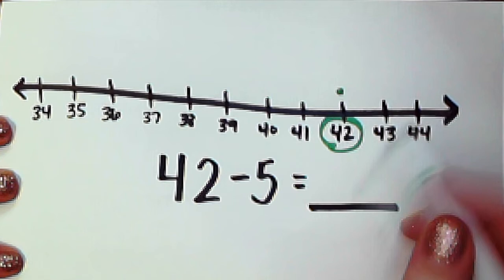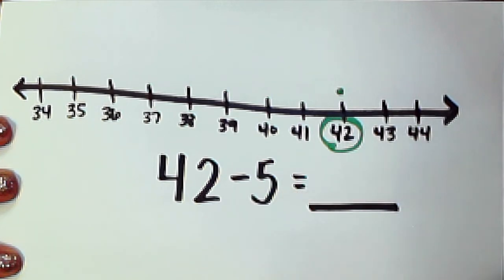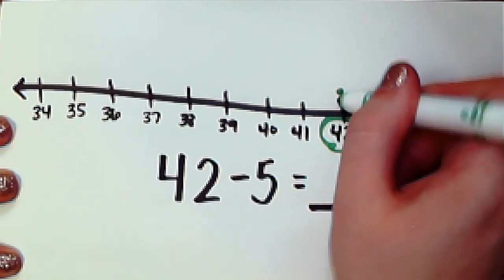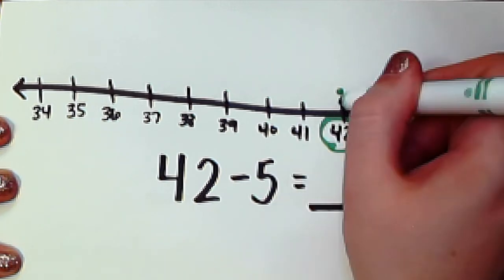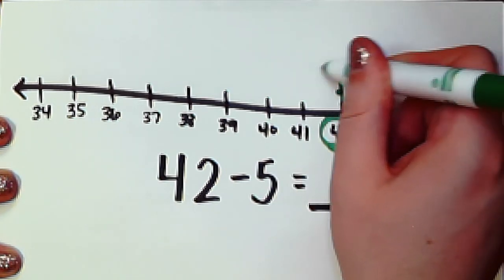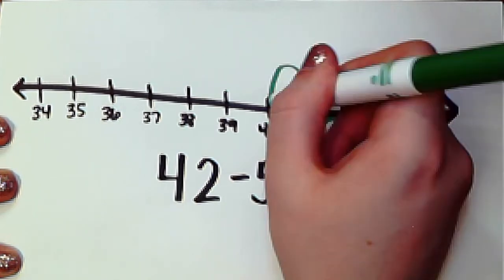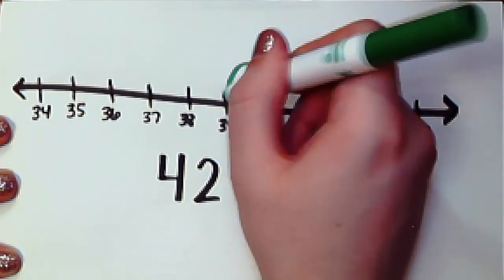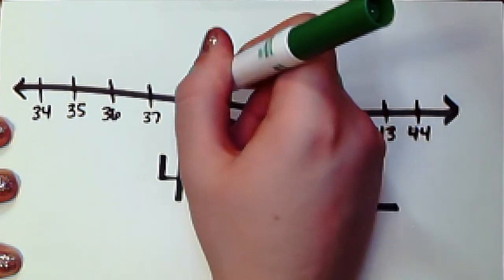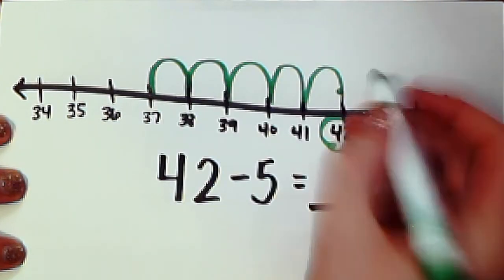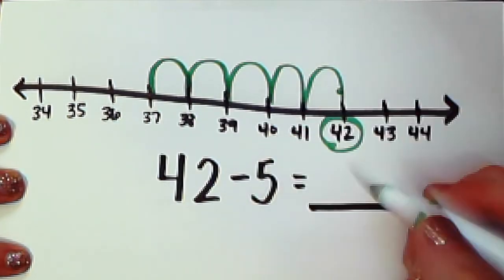And now we're going to draw 5 humps, 5 toes, 5 fingers, whatever you want to call them. We're going to draw those on the number line, one by one. So we're going to go 5 times. 1, 2, 3, 4, 5.